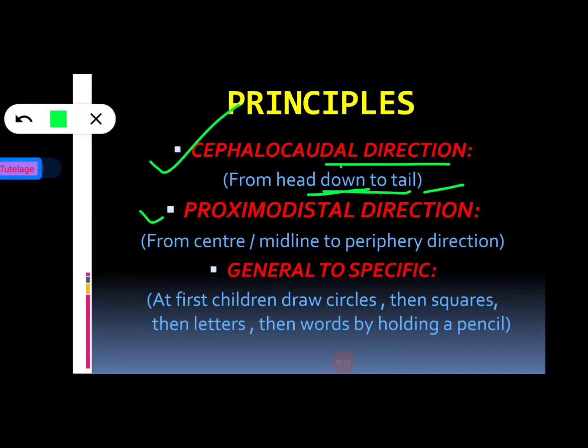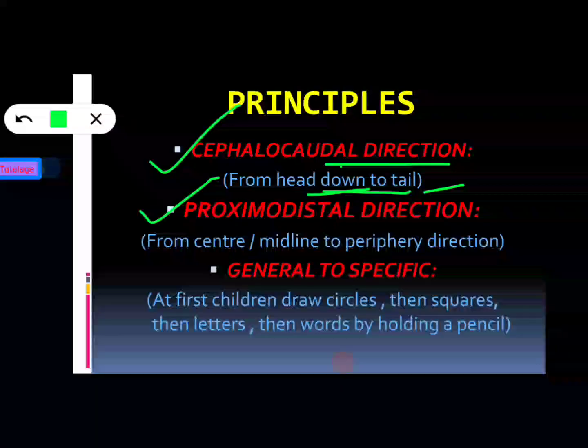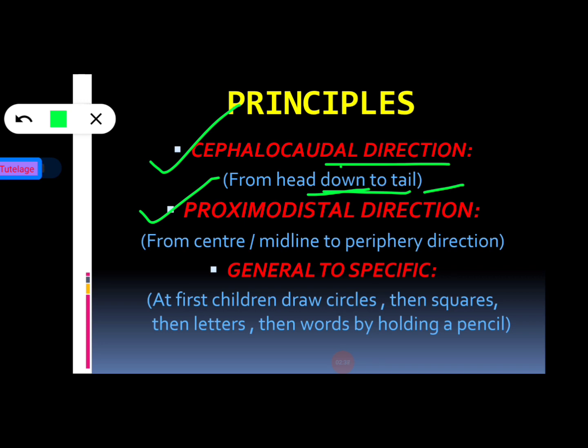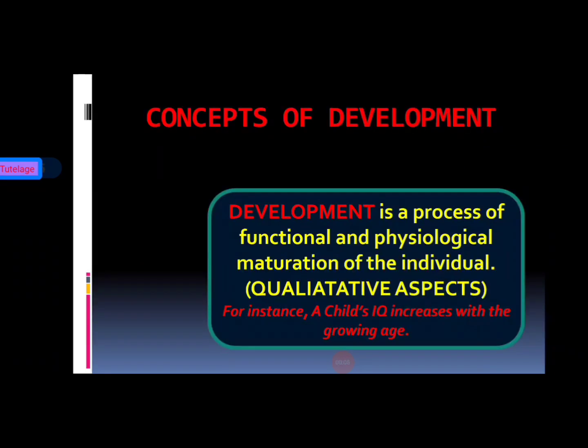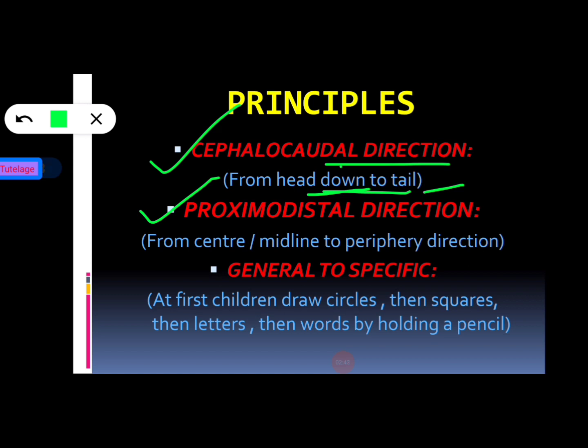Okay, so now going to the second one, that is proximodistal direction. So what do you mean by a proximodistal direction? So basically it indicates from center or midline to periphery direction. So in this direction, development of the body, basically the human body, proceeds from near to far outward, from the central axis of the body toward the extremities.